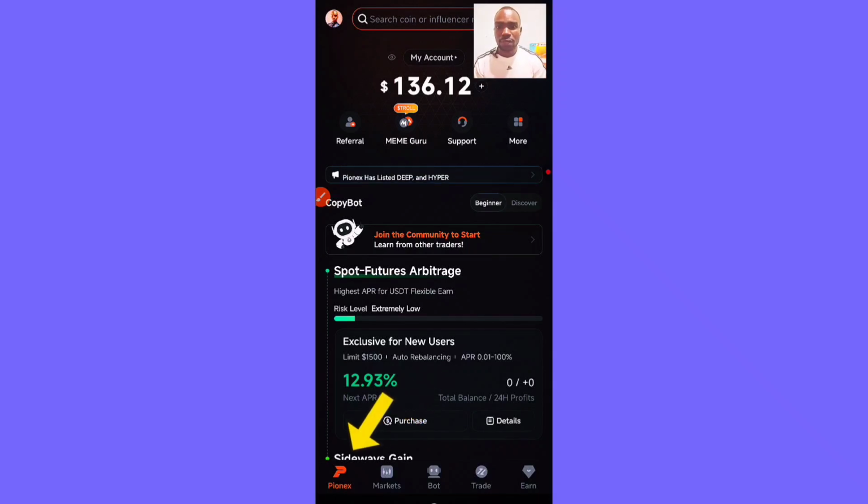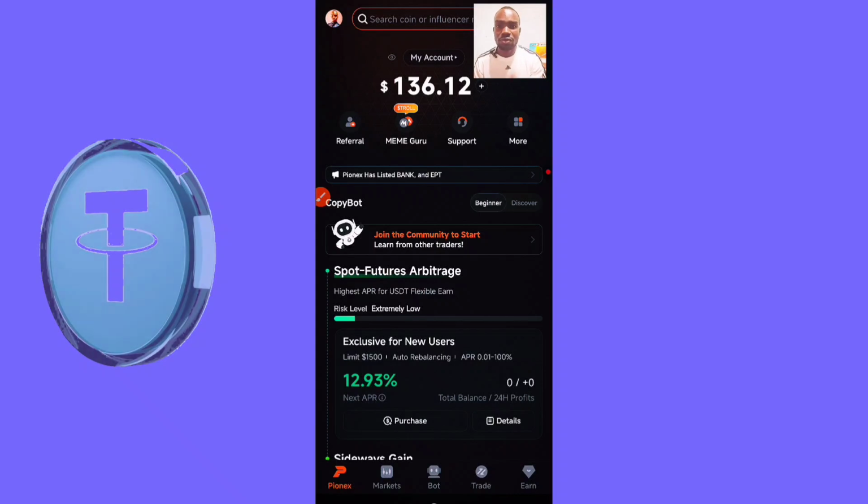So once you are here on your homepage, the first thing before you even think of creating a bot is always to have your funds sitting here on Pionex. You can use many crypto tokens to deposit in here on Pionex. Then you convert your deposited crypto into USDT. I mostly recommend that you trade using USDT.